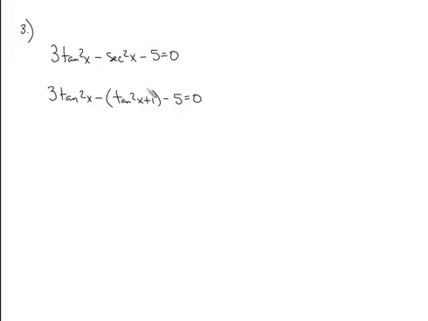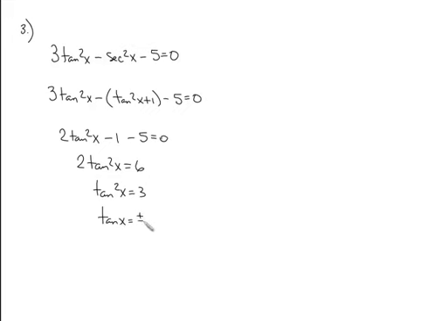Now we distribute the negative and we end up with 2 tangent squared x minus 1 minus 5 equals 0. Bring these guys to the other side and you get 2 tangent squared x equals 6, which gives us tangent squared x equals 3, which gives us tangent x equals plus or minus the square root of 3. Don't forget the plus or minus. Now, we don't need the calculator for this one, because square root of 3 is a unit circle value.